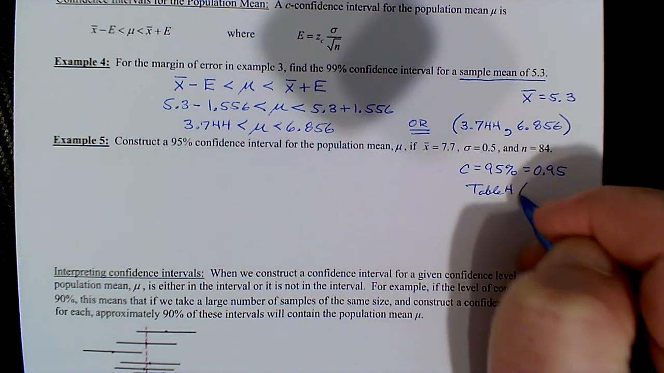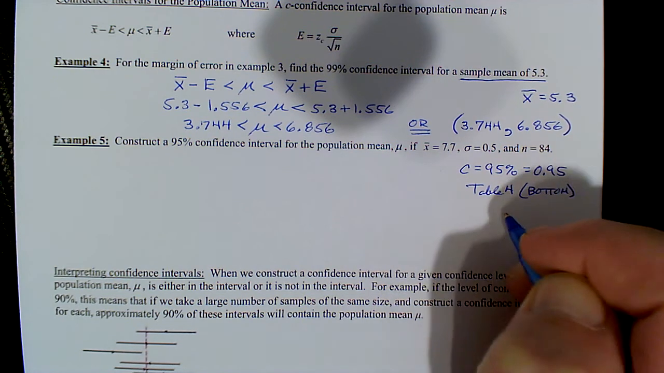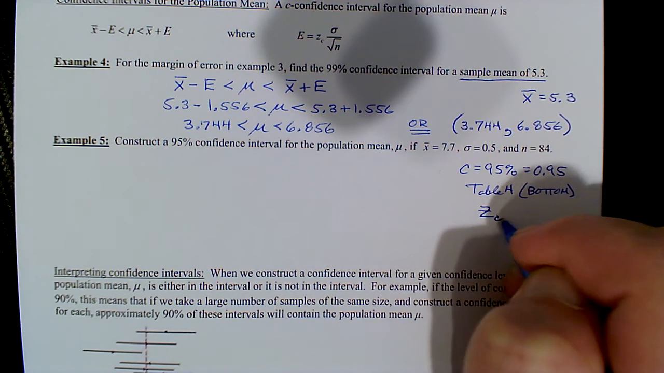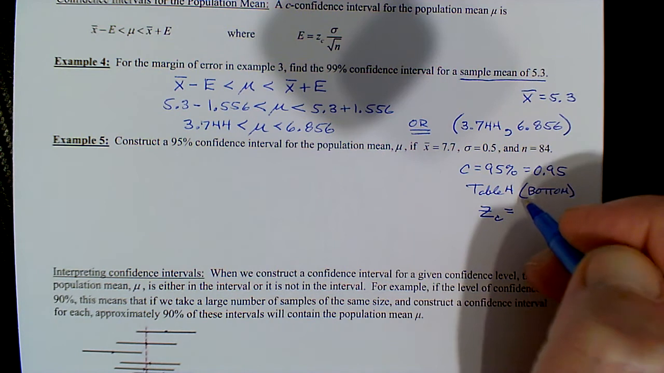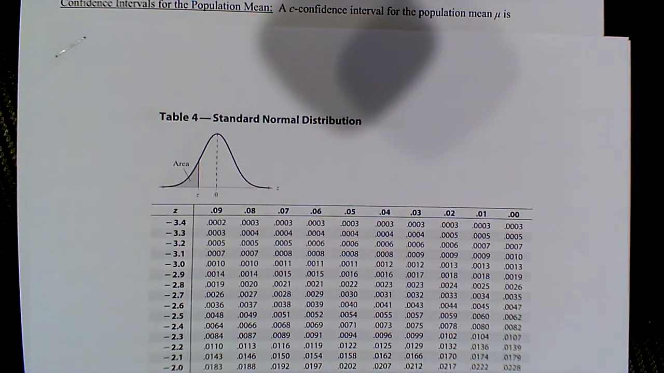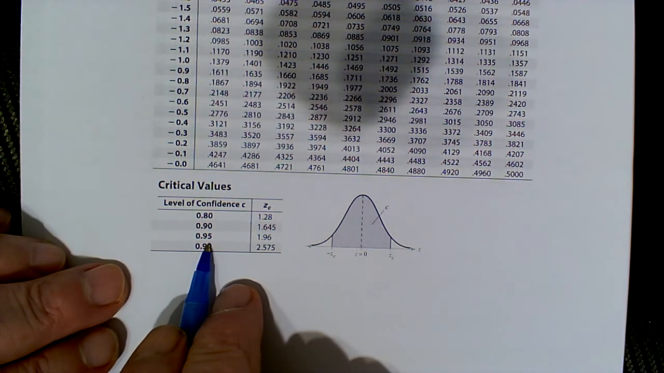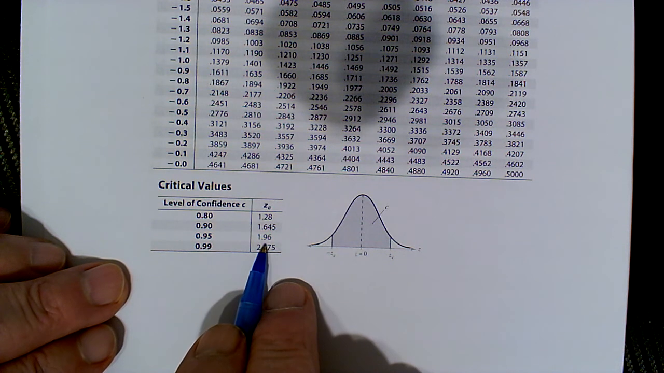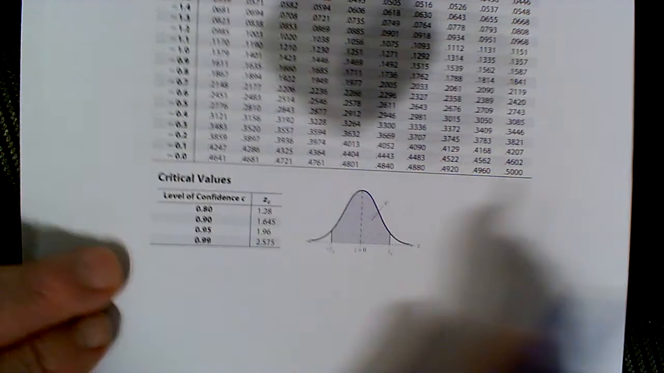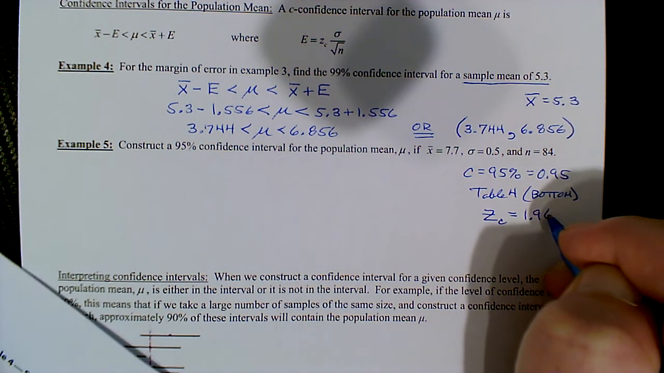From table 4 at the bottom, once again, this critical value is given. So just to show you once again, this is the first page of table 4, the negative z-scores, and at the bottom they even draw a picture for us, and 0.95 confidence level corresponds to 1.96 as the z-score. So z sub c is 1.96.